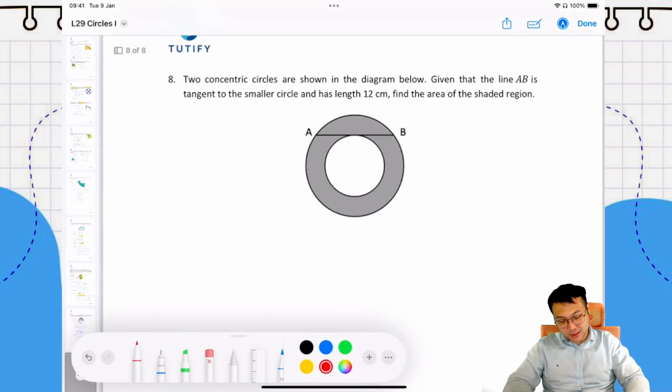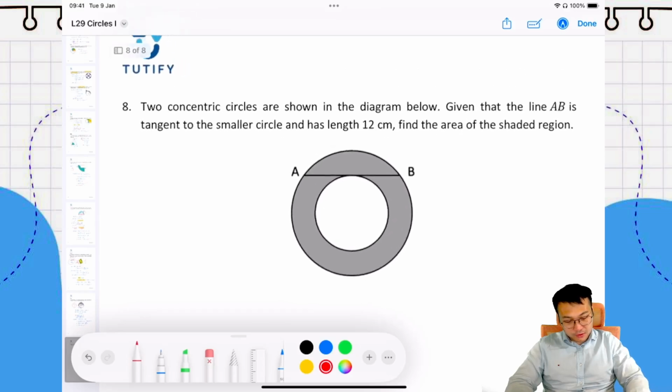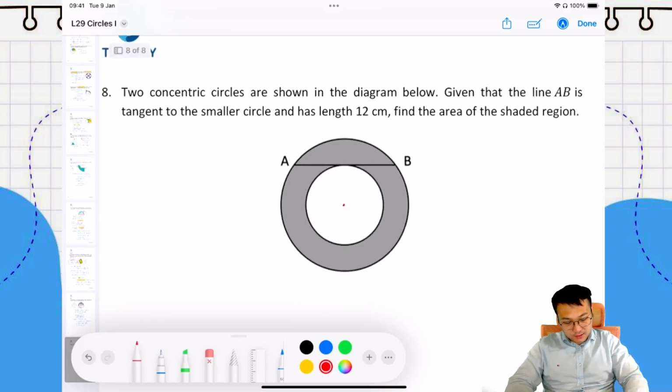Alright. Let's try question 8. 2 concentric circles are shown in the diagram below. Line AB is tangent to the smaller circle. Okay, students, you know what I'm going to do? This is the center of the circle. So I'm going to draw a radius here. This is the radius of the small circle. And I'm going to draw a radius here from the center to the circumference. This is the radius of the big circle.